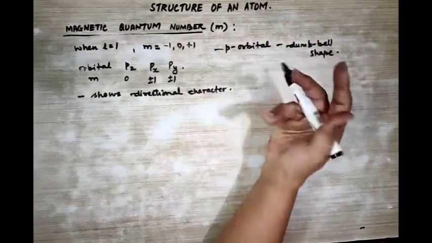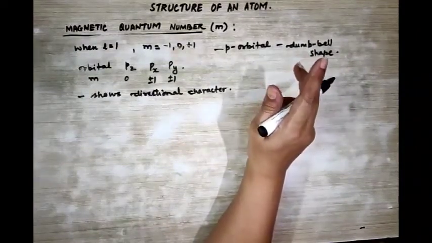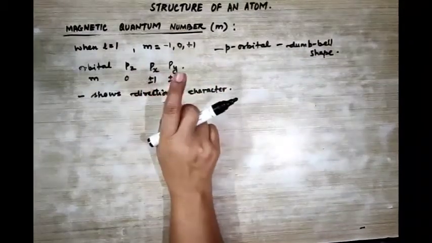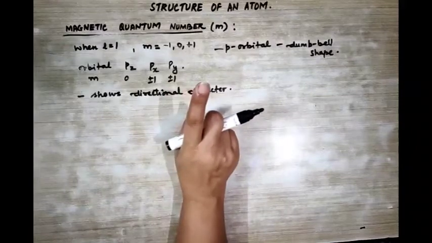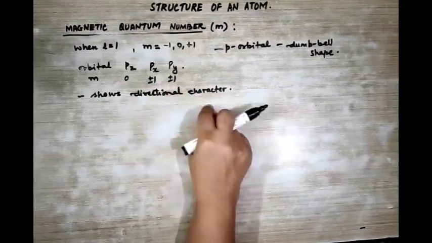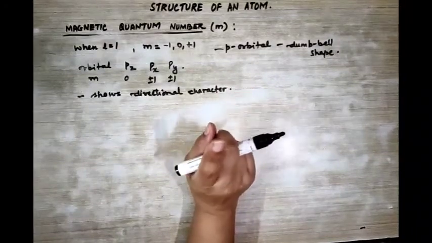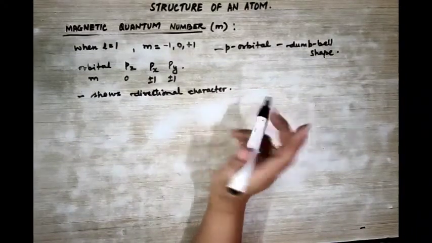Okay, so for any given value of n, these orbitals px, py and pz have equal energies. They have directional character, and the energy and the size of the p orbitals increase in the following manner. How?